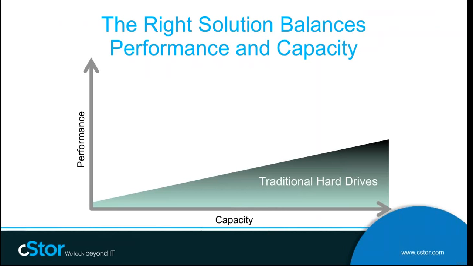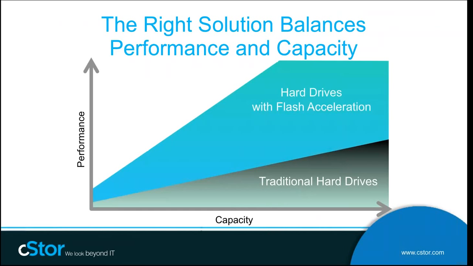The right solution is balancing performance and capacity. On this graph, the same axes: performance going up and capacity to the right. Traditional hard drives give you that capacity with less performance, very much like the previous graph. But then we see the hard drives with acceleration. The hybrid arrays give you a bump in performance, actually quite a bit of a bump in performance, as it goes along the capacity scale.